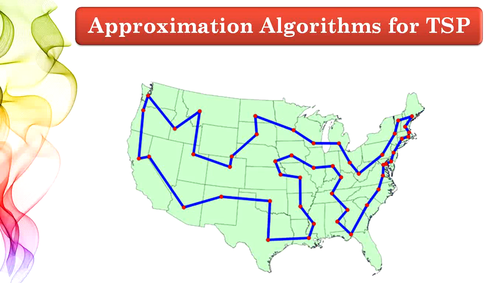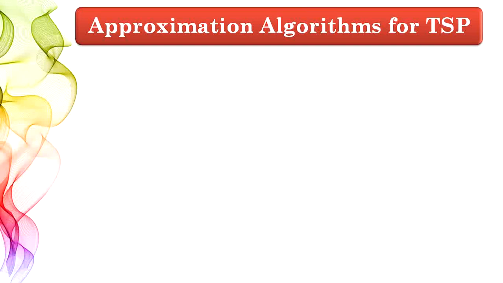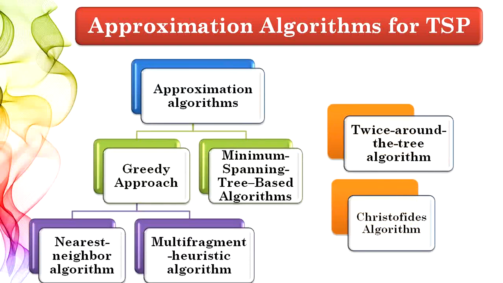solution in time with guaranteed optimality. The simplest approximation algorithm for TSP is a greedy approach, and another one is a minimum spanning tree based approach. I am going to explain the nearest neighbor algorithm and the multi-fragment heuristic algorithm for the greedy approach, and the twice-around-the-tree algorithm and Christofides' algorithm for the minimum spanning tree based approach.